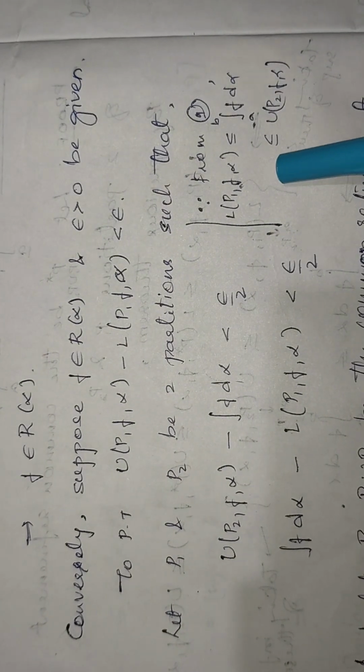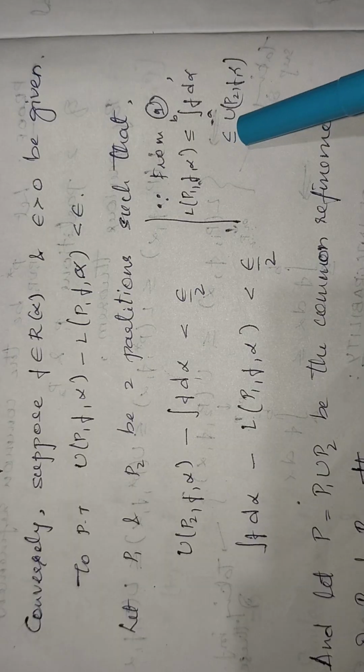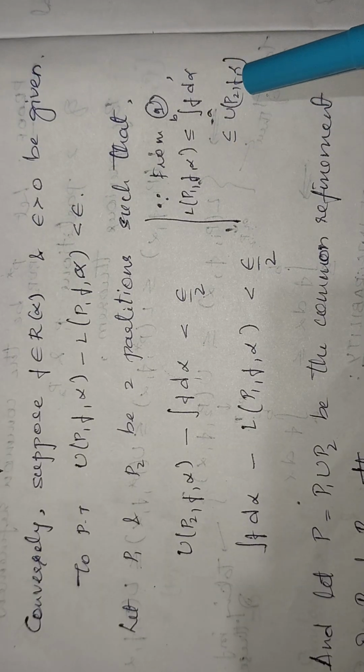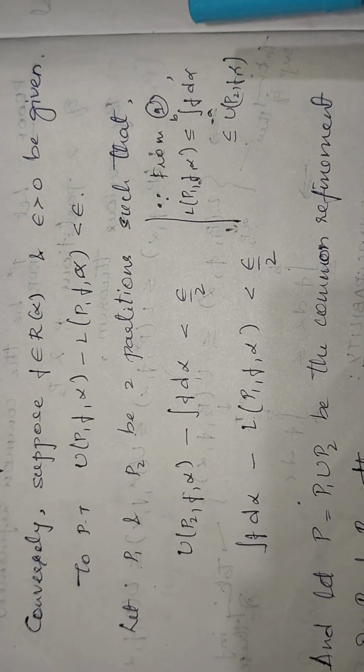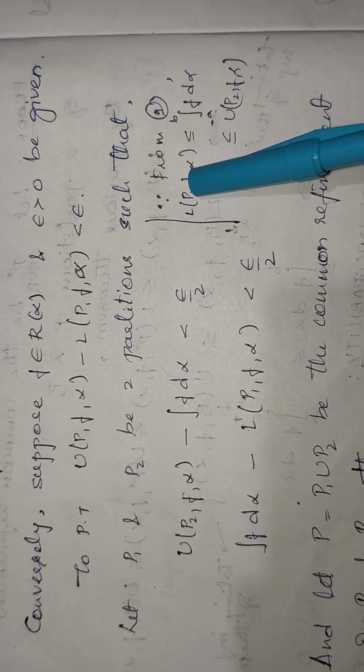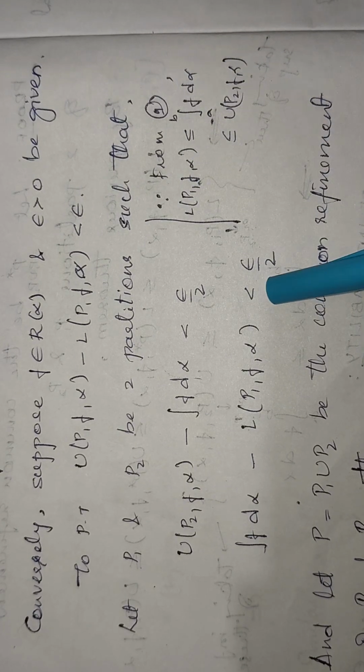So in the same way I have written here, L of P1, f, alpha less than or equal to integral a to b f d alpha, and that is less than or equal to U of P2, f, alpha. And from this, since this is less than or equal to this, I can write that the difference between this and this is less than epsilon by 2. Okay. And similarly, since this is less than or equal to this, I can write the difference between this and this is less than epsilon by 2. So this is what I have written.